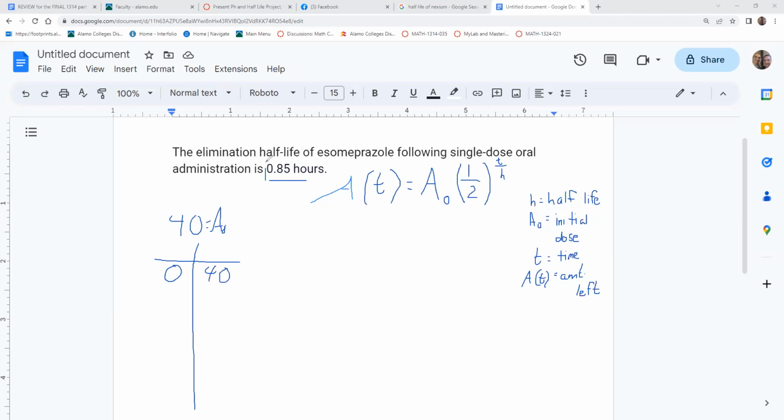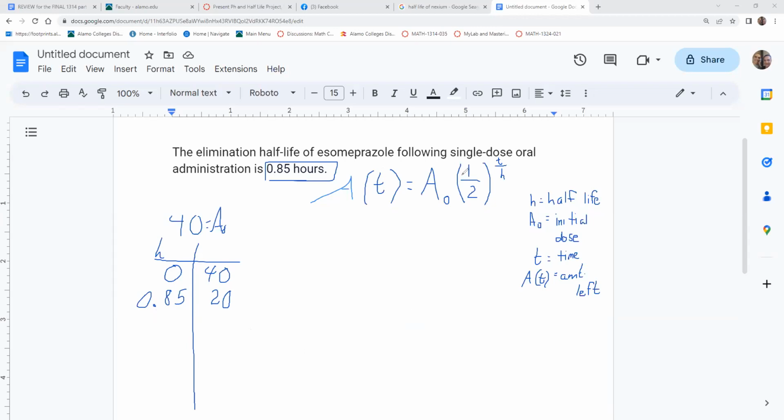Now what this means is every time 0.85 hours or 51 minutes passes, the concentration of the drug decreases by half. Or should I say, you get half of what you originally had.